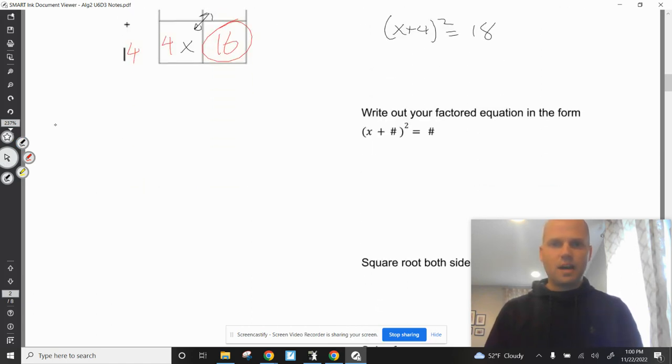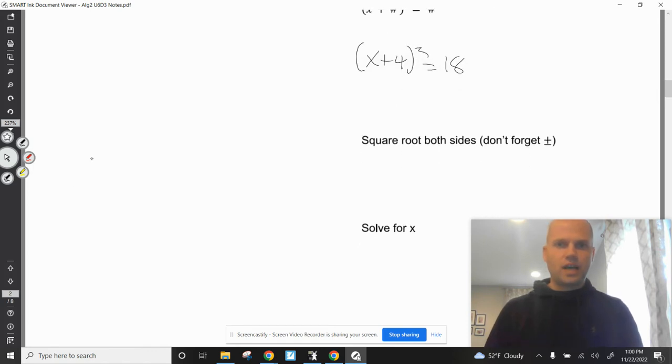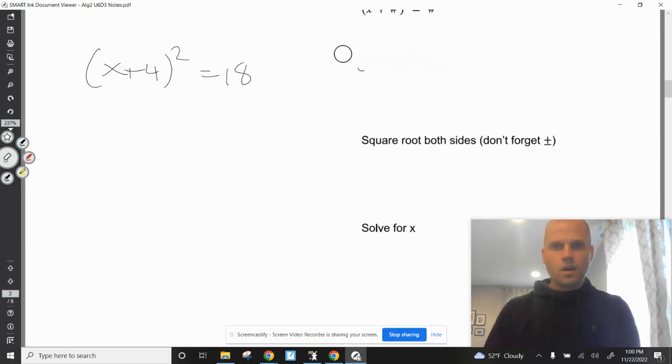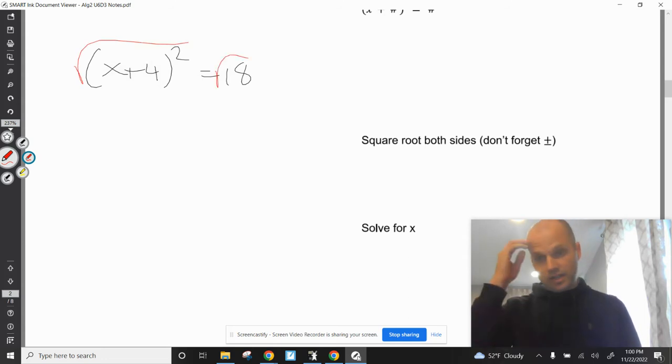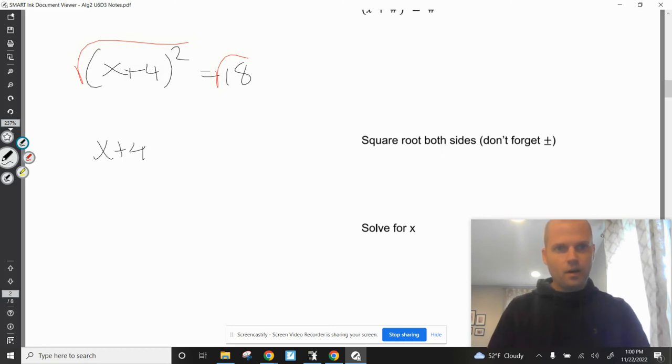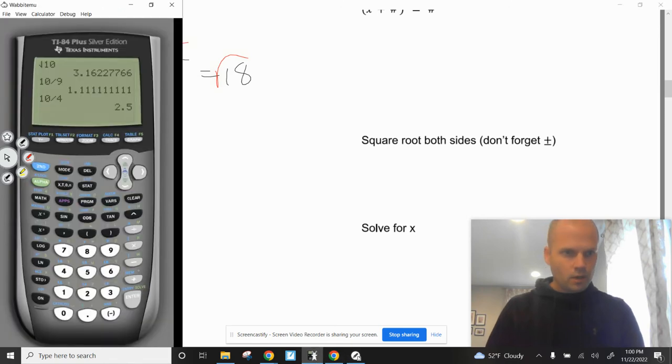So I write out my factored form. X plus 4 squared equals 18. I'm ready to square root both sides. Let's do it over here. I'm ready to square root both sides. Try to simplify what I have on the right side. Square root gets rid of the square. They are arch enemies or best friends. We're not sure. Can I square root 18? No, it's not a perfect square. Is there a perfect square that goes into it?